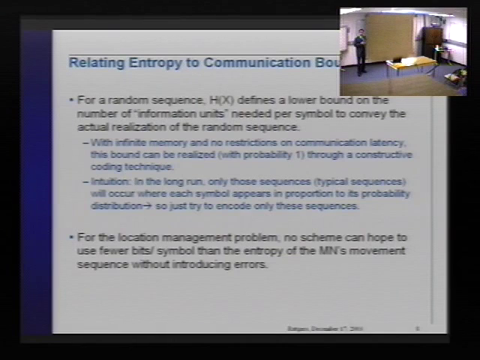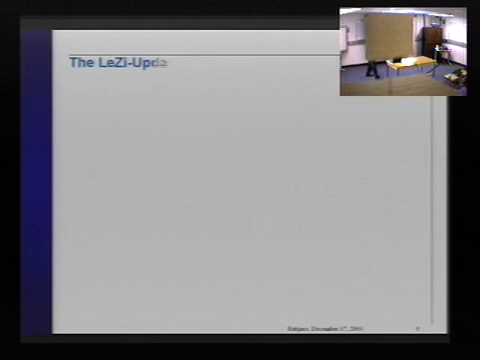But perhaps the most important problem is that with this model, I have a theoretical bound. I'm saying no matter what location management scheme I construct, if you measure the cost of the updates plus the paging that I do to actually get the mobile's location, I can never beat this entropy bound, because this is a fundamental limit.